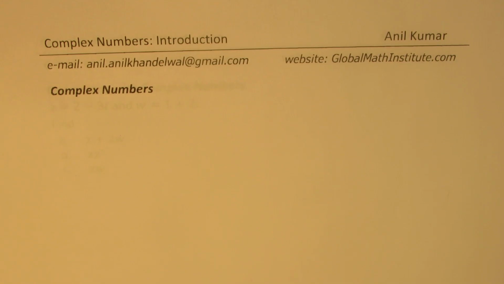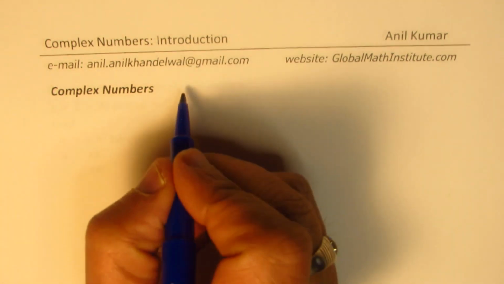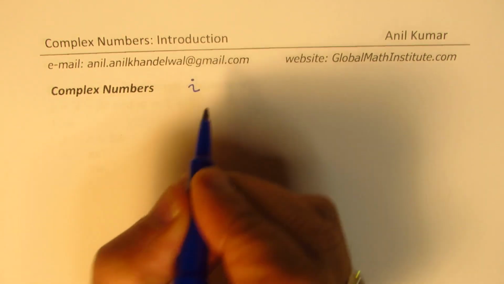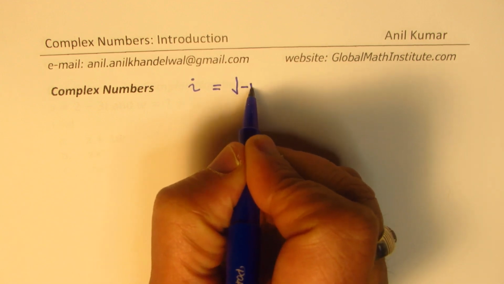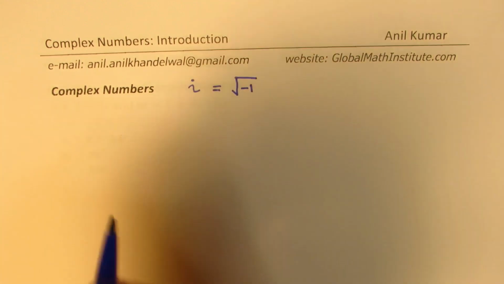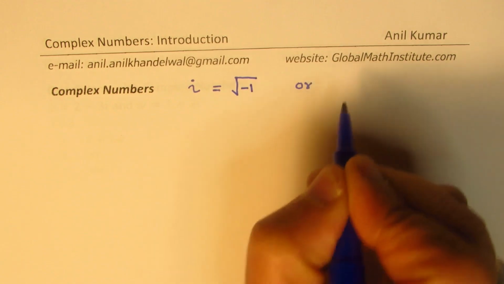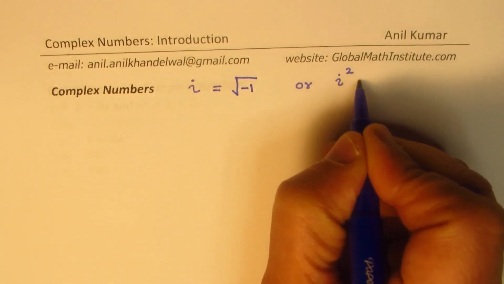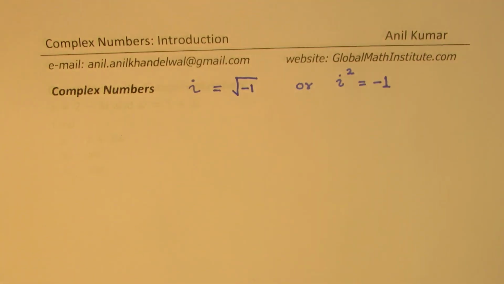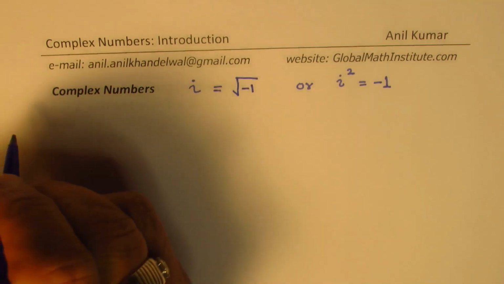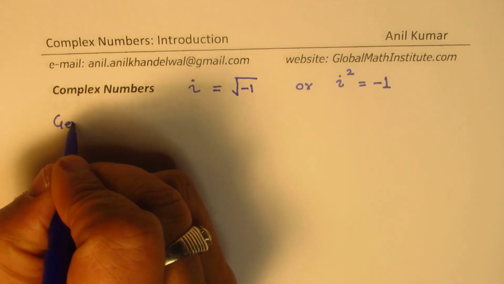So now let's talk about complex numbers. In general, we have understood that iota i is equal to square root of -1, right? Or you can say that i squared is equal to -1. So we now have the square of a number can be represented for a negative number. That's the whole concept.